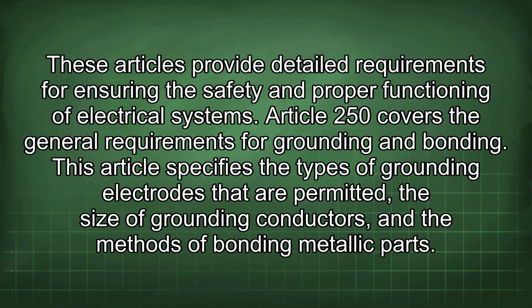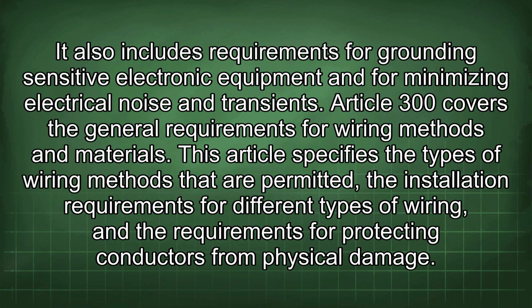Article 250 covers the general requirements for grounding and bonding. This article specifies the types of grounding electrodes that are permitted, the size of grounding conductors, and the methods of bonding metallic parts. It also includes requirements for grounding sensitive electronic equipment and for minimizing electrical noise and transients.